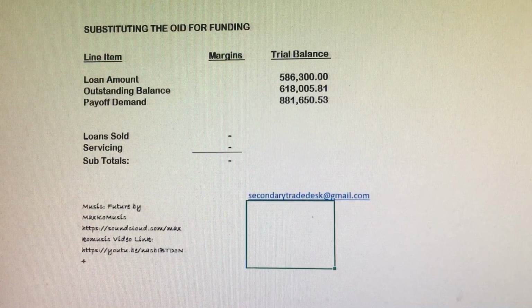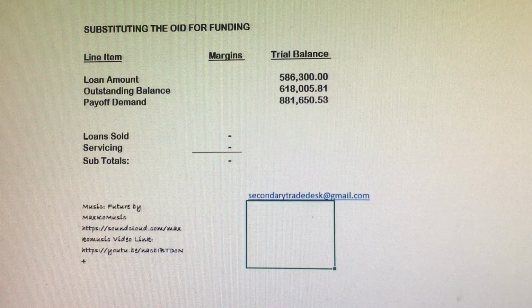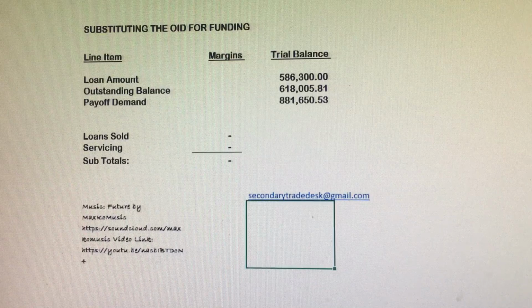Today we're going to talk about substituting the OID for funding, using OID as a substitute for money. Let's get going. Like always, we found that the best response we get is when we make the quickest presentation and include the most information we can in the shortest amount of time. I guess that makes sense. Everything's a commodity, everything has value, and time's no different. Anyway, we're talking about substituting the OID for funding.